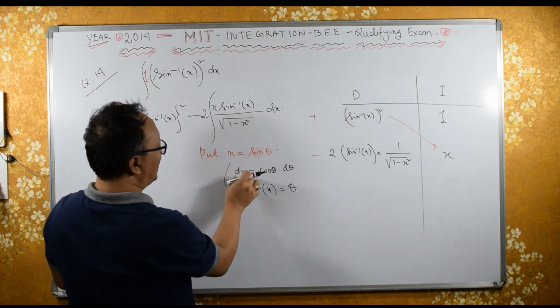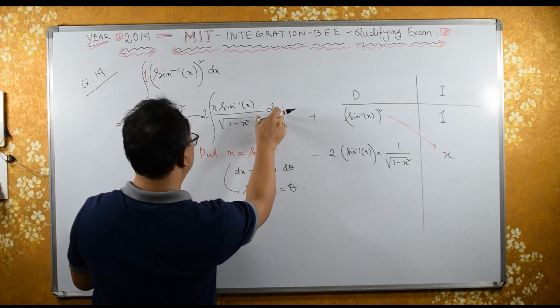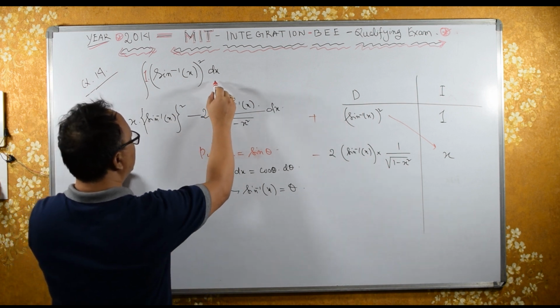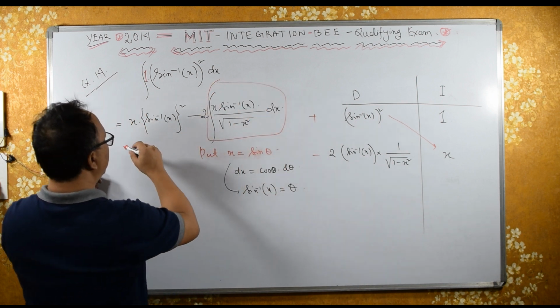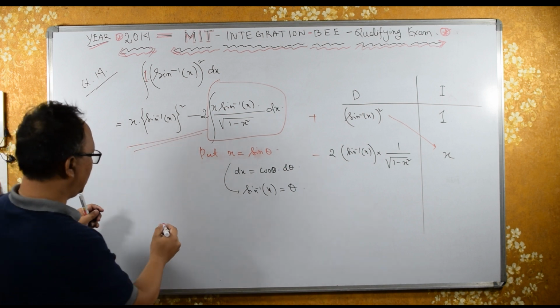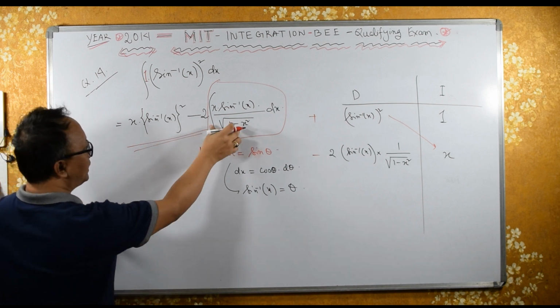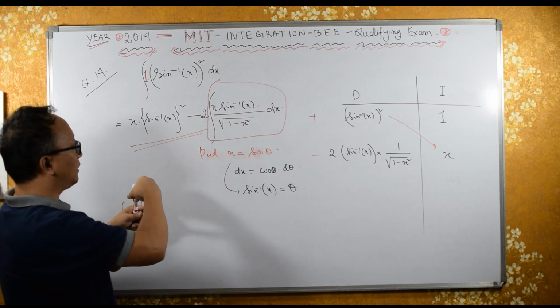You have dx in terms of d theta, and what is x? You have it in terms of sine theta. Let's substitute. We are considering only this part, and this part's integration is over. So we will come back once again. Now consider this part. Now minus 2 is outside, I will come back to this minus 2.